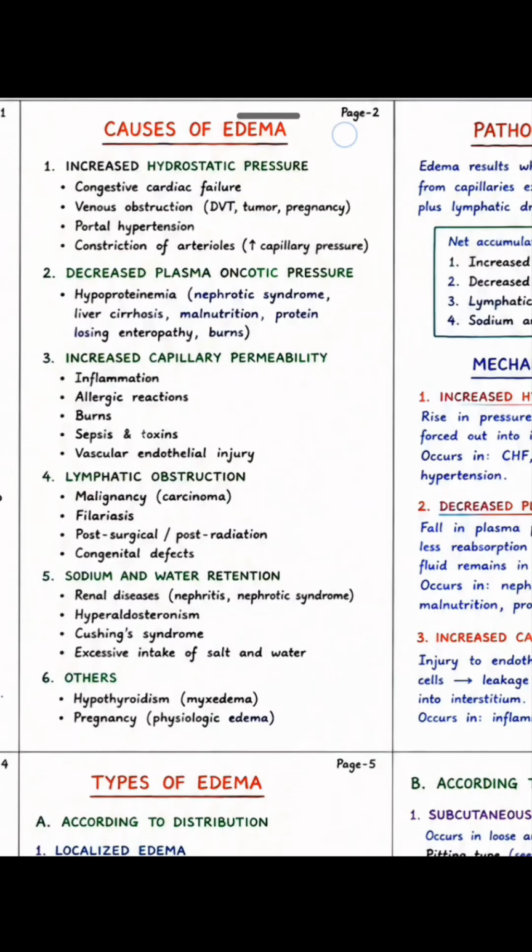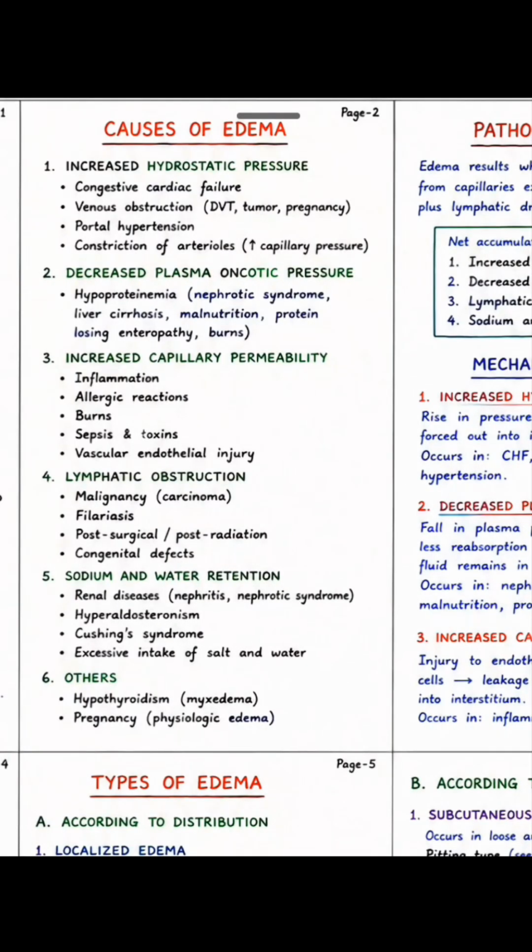Fourth is lymphatic obstruction, which means blocked drainage. If the drainage pipes are blocked, protein rich fluid collects in the tissue. It is caused by malignancy, tumors, filariasis, post surgical or radiation scarring, and congenital defects.